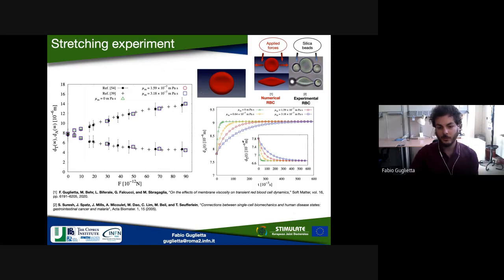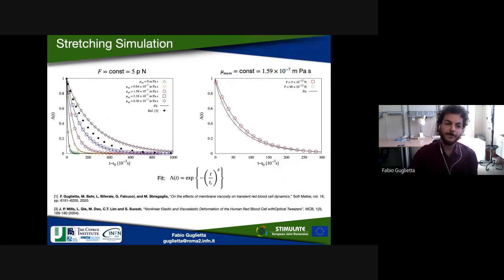While there are differences when we look at the time evolution of the main diameters. So as you can see here, during the loading, the final result is the same, but the time that it takes to reach it changes according to the membrane viscosity. And about the relaxation time here, I reported two plots. On the left, we can see the elongational index at varying membrane viscosities. So as you can see, increasing the membrane viscosity results in an increase of the relaxation time.